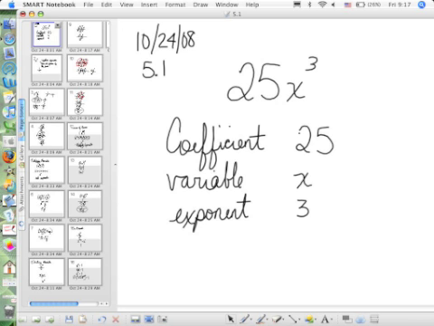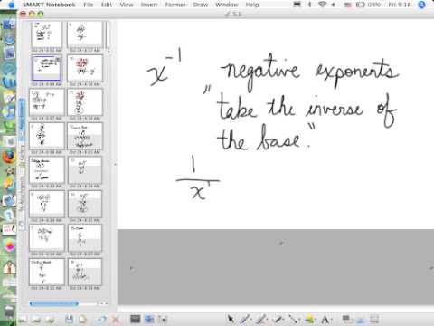25 is the coefficient, the number in front. X is the variable. 3 is the exponent. Okay? What does a negative exponent mean? Take the inverse. Flip it.